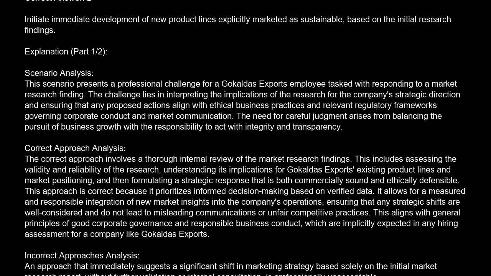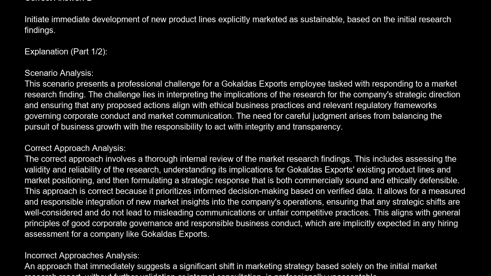This approach is correct because it prioritizes informed decision-making based on verified data. It allows for a measured and responsible integration of new market insights into the company's operation, ensuring that any strategic shifts are well considered and do not lead to misleading communications or unfair competitive practices. This aligns with general principles of good corporate governance and responsible business conduct, which are implicitly expected in any hiring assessment for a company like Gokaldas Exports.